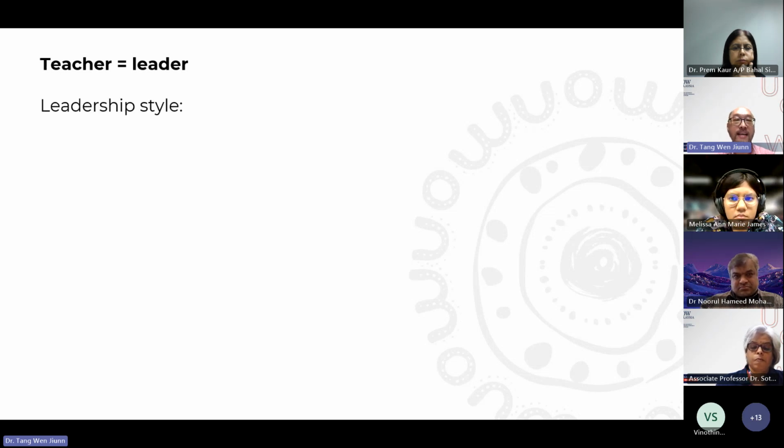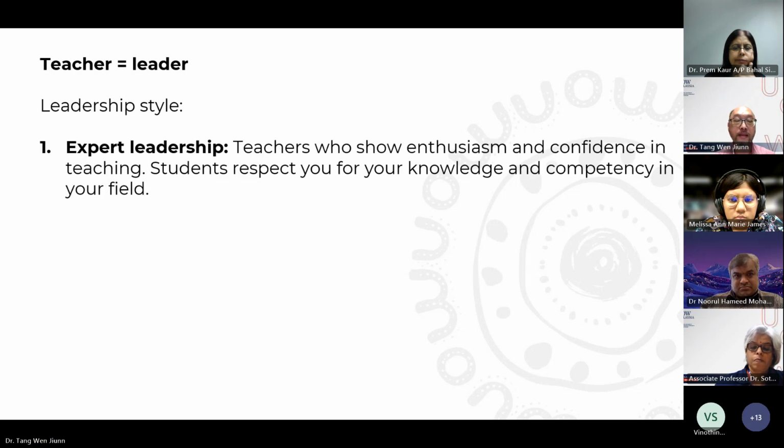So over here, let's look at leadership styles. Expert leadership: teachers who show enthusiasm and confidence in teaching. Students respect you for your knowledge and competency in your field. Normally we say those senior lecturers or professors, they are well known in their field. When they teach, they are very confident in the way they deliver.